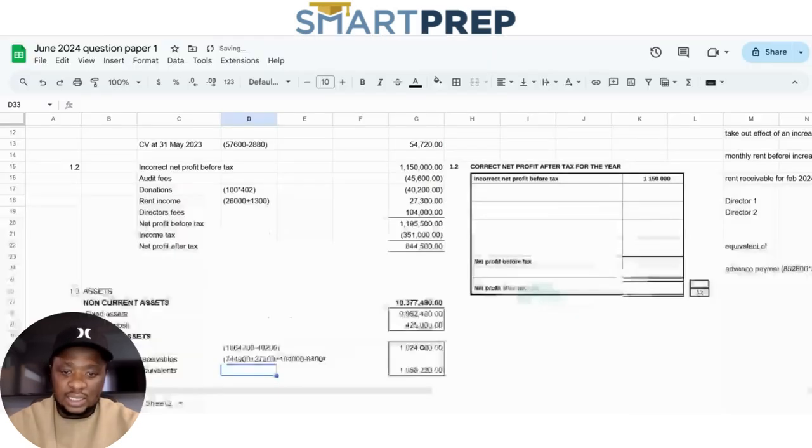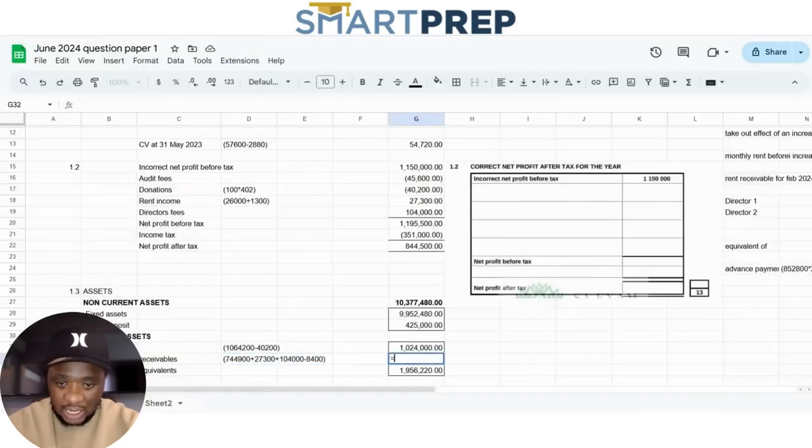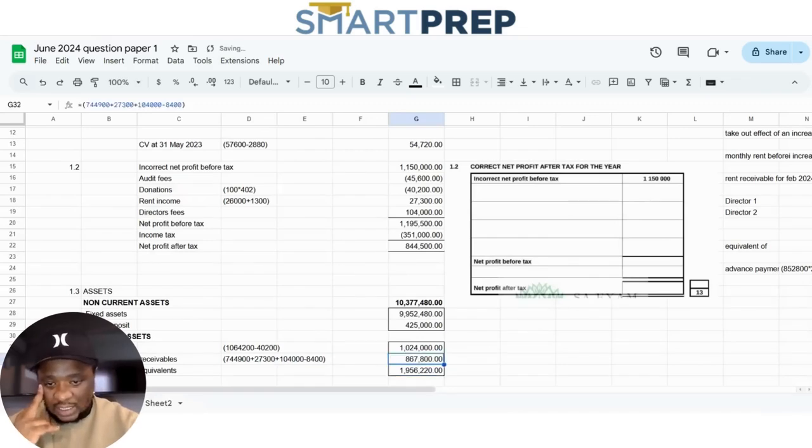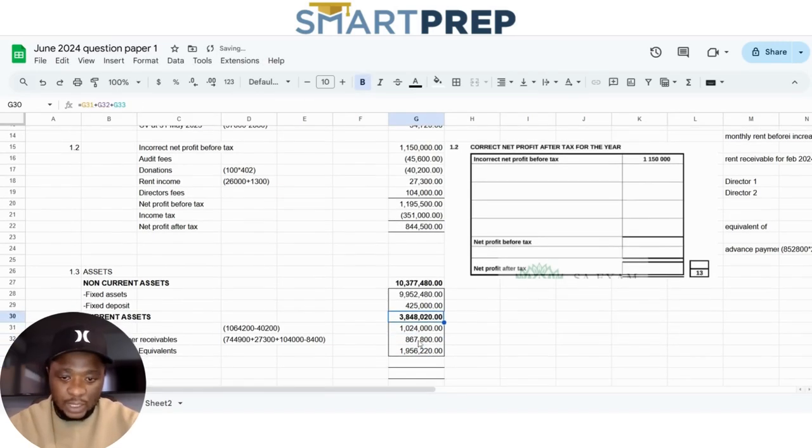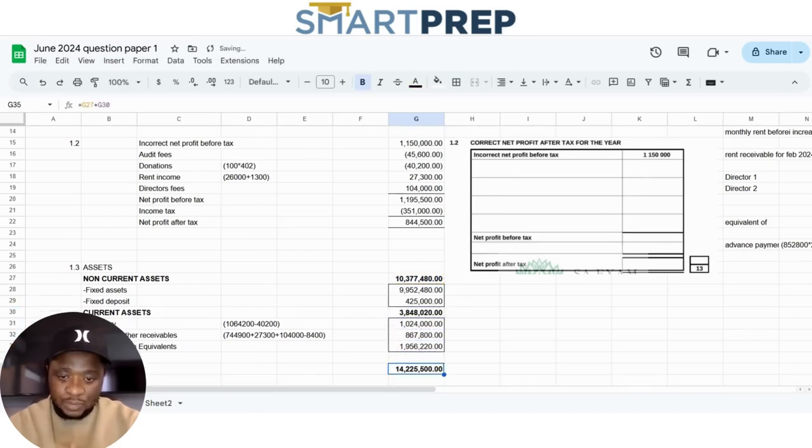All right. So in this case, our trade and other receivables equal 867,800. Now that we have our trade and other receivables, we can work out our total for current assets. The total for current assets is going to work out to 3,848,020. And then after that, we can add up our current assets along with our current liabilities, and that will give us 14,225,500.